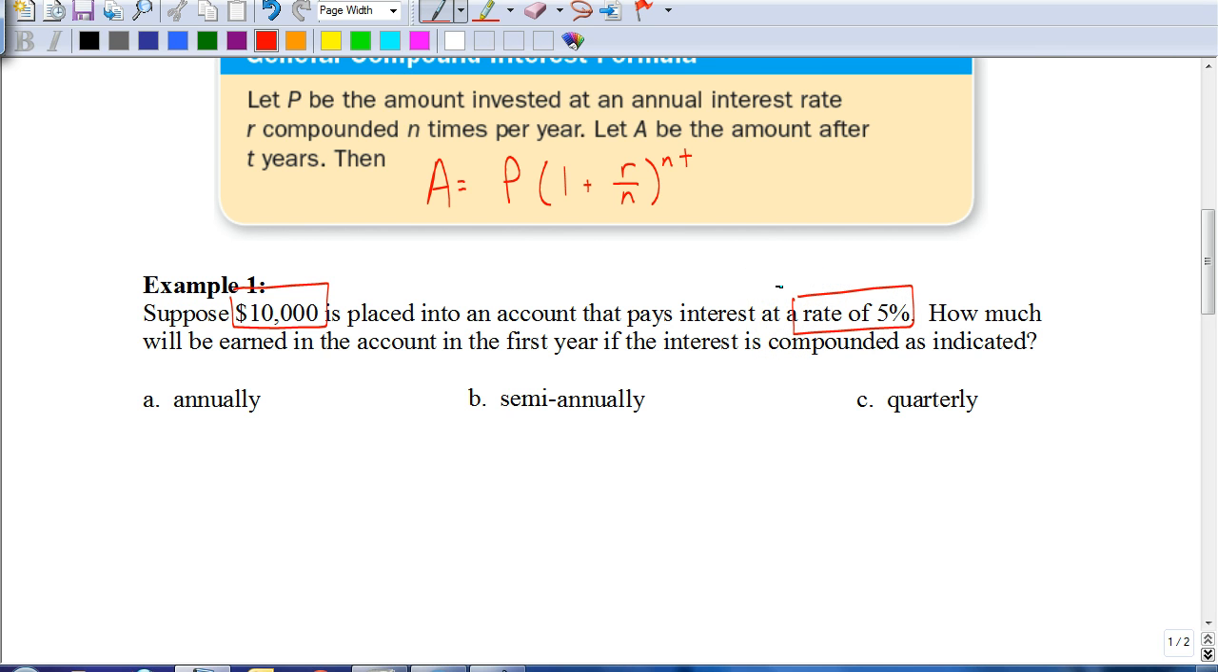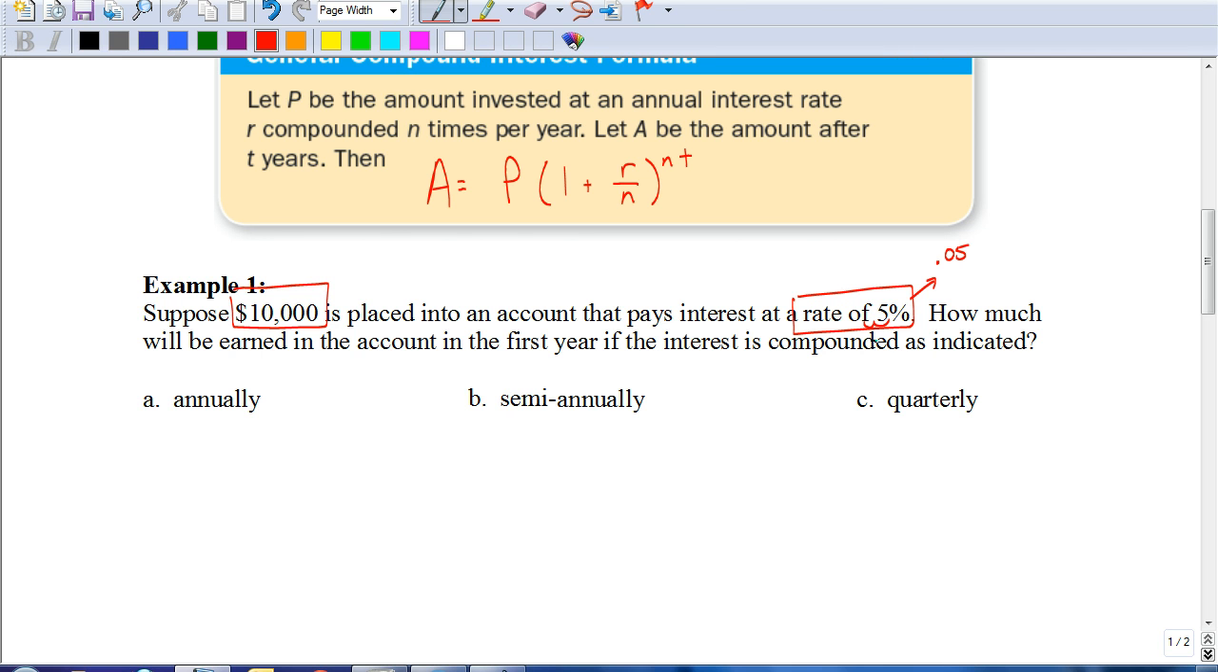Now let's talk about percents for a second here. We can never do anything with a number written as a percent. We always have to change it to a decimal. So 5% is 0.05 as a decimal. You always move the decimal place 2 places to the left, or think of it this way, as you're going to divide by 100.